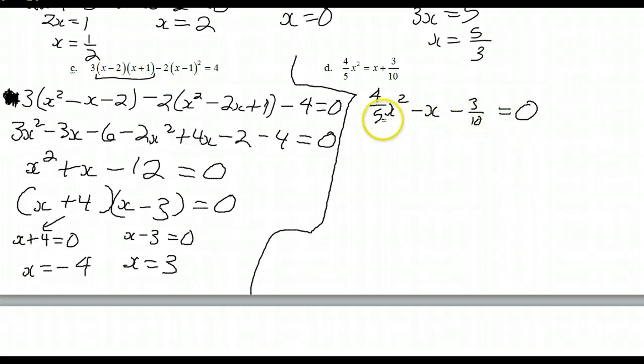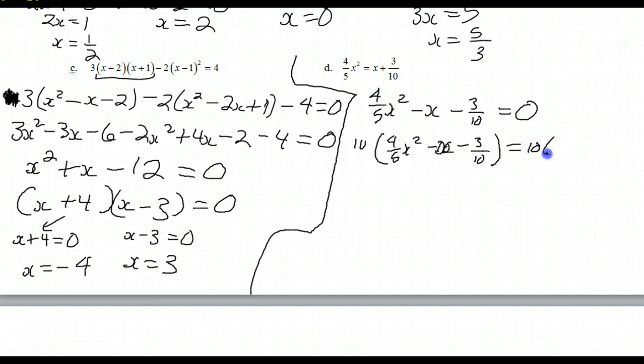Now, I don't know about you, but I don't like denominators, so I'm going to get rid of the denominator. And the way I'm going to do it is to multiply both sides by 10, because 10 is my lowest denominator. Minus x minus 3/10 equals 10 times 0. So I'm doing the same thing. I'm multiplying both sides by 10.